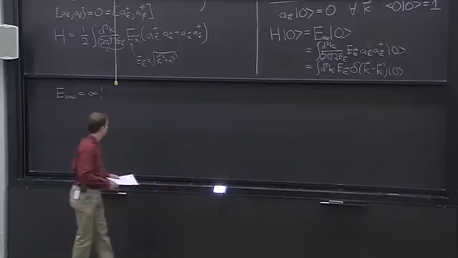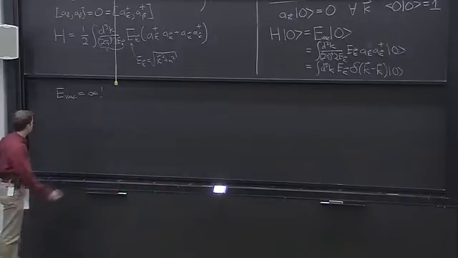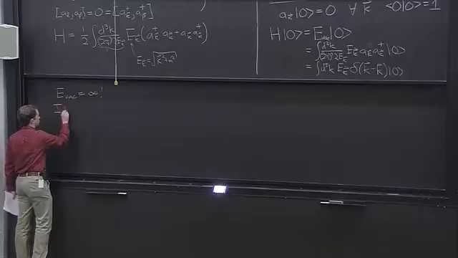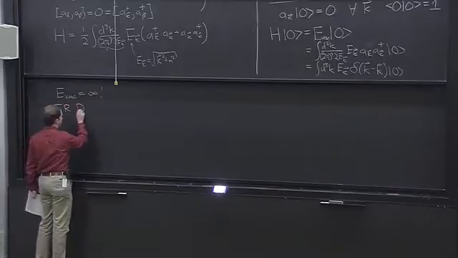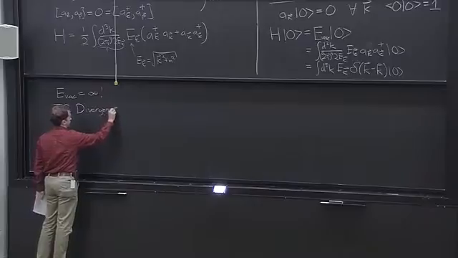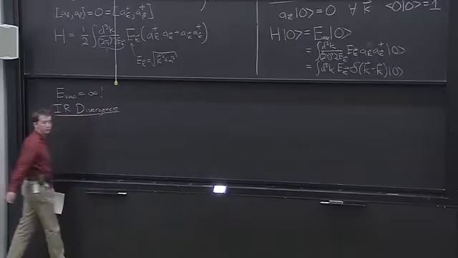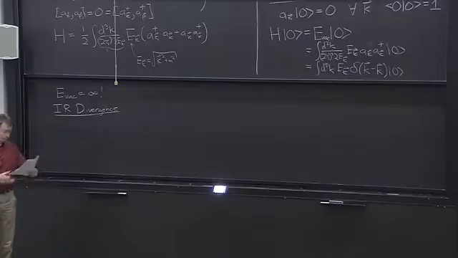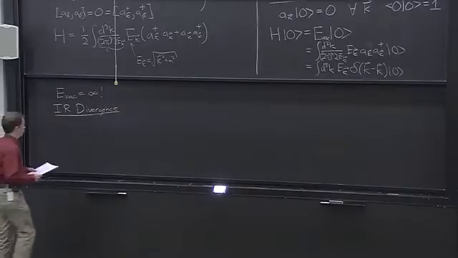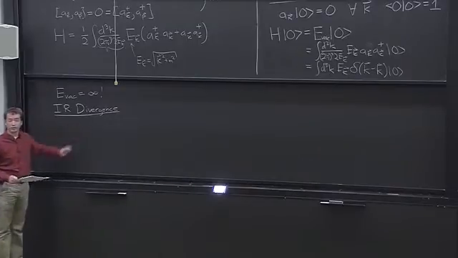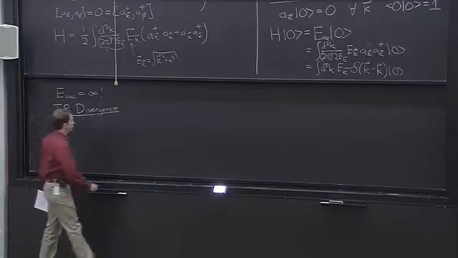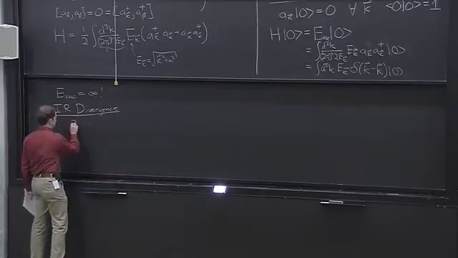Okay. So there are two different divergences going on here. The first one is known as an infrared or IR divergence. This is the one associated with the delta function. To understand where this divergence comes from, let's imagine putting our theory in a box of size L.